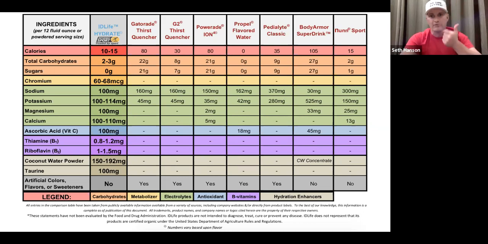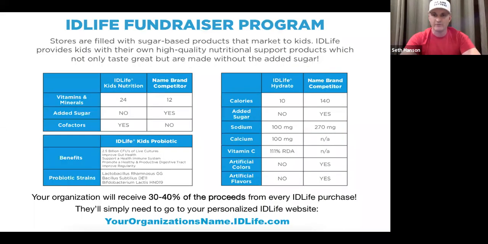So you have a higher quality product, it costs less, and again, 30 to 40% goes back to your organization every time somebody purchases. You can see the competitors out there. The number one selling vitamin competitor, the one with a Stone Age character on there, has a lot of added sugars, and there's no cofactors. There's literally half the vitamins and minerals, and it costs as much, if not more. So with that being said, I'm going to keep moving on.